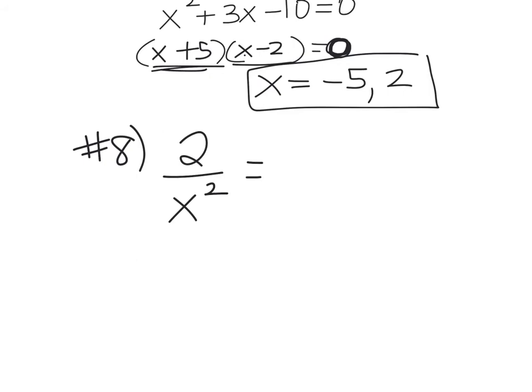2 over x squared equals 6 over 4x minus 1/4. Do you want to try this one on your own?